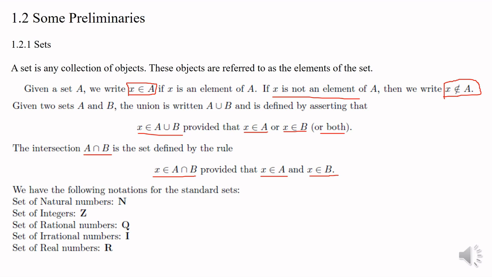Now we have the following standard notations for sets. The set of natural numbers is denoted as N, the set of integers denoted by Z, the set of rational numbers denoted as Q, the set of irrational numbers denoted as I, and the set of real numbers denoted as R.